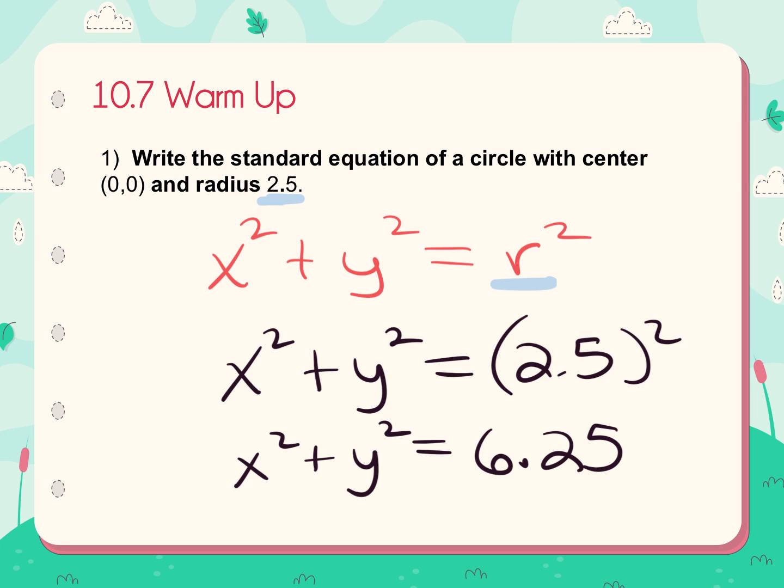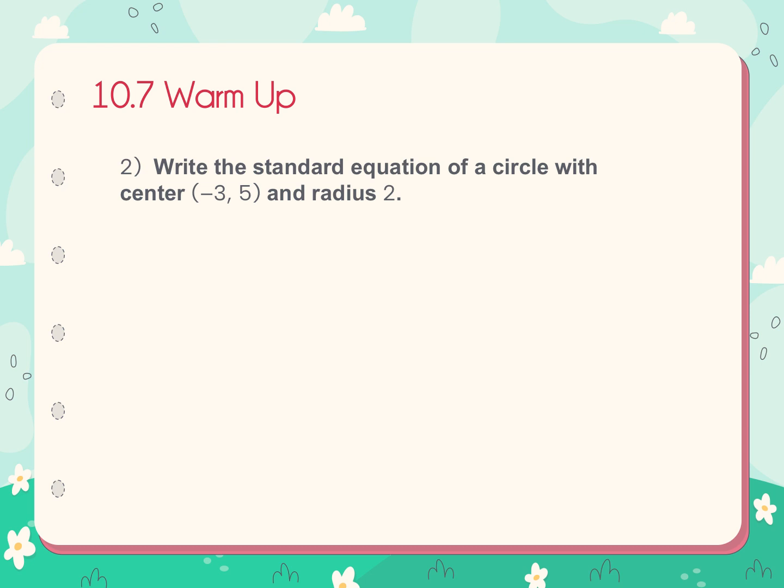So if you know the formula, when the center is at the origin, all you're doing really is squaring the radius. You'll also get a question where the center is not at the origin. So this is going to be my h, this is my k, and then this is my r.